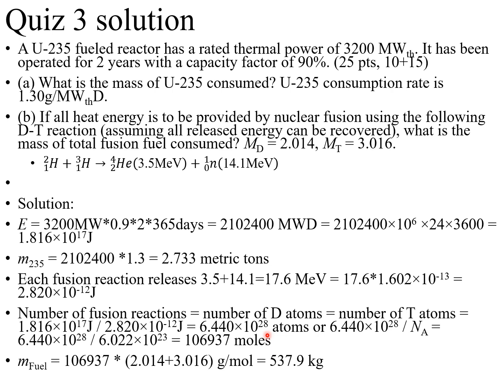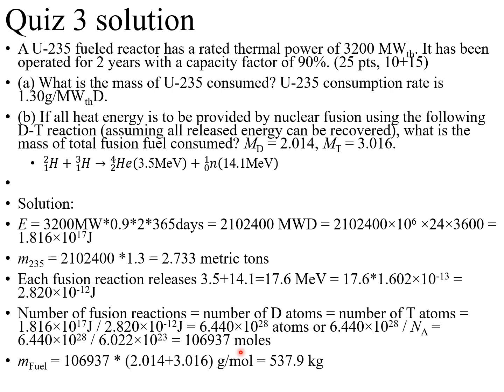We then convert this number of reactions to moles, because this number of reactions is equal to the same number of deuterium atoms and the same number of tritium atoms. So we convert the number of atoms to number of moles. We use the total number of atoms divided by the Avogadro number. So it will require this number of moles.